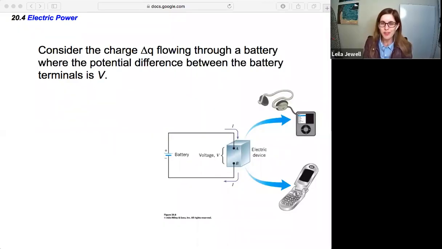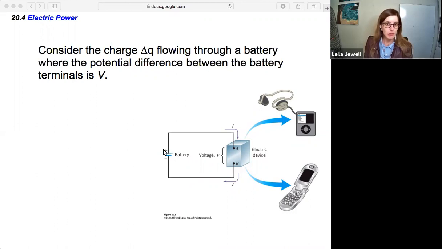Section 20.4, electric power. So we're going to consider a setup where we have a battery that is then powering some electrical device. So this could be our classic MP3 player or a classic phone like this. I just love seeing this relic of a flip phone. What a throwback. We're going to consider the amount of charge delta Q that's flowing through a battery where the potential difference between the battery terminals is given by V.